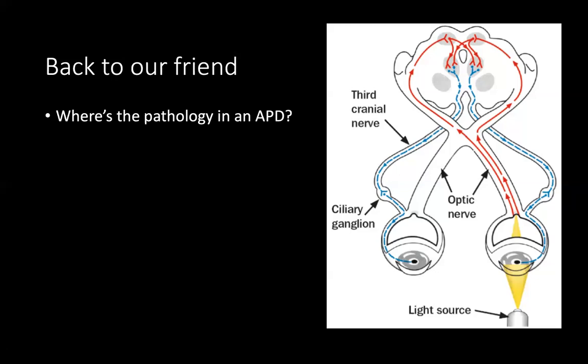So it's not as much about the ability of the pupil to react, it's about how much light is getting into the brain. So on this slide, the pathology of an APD is somewhere along the pathway from the eye to the brain, okay?